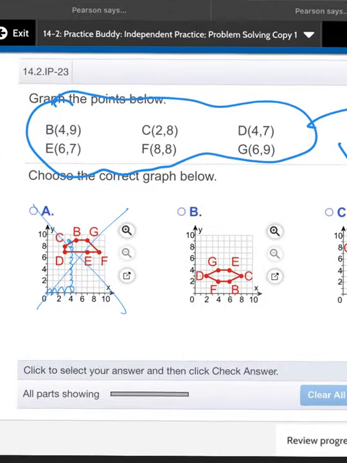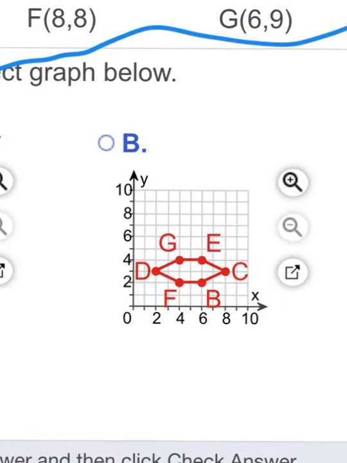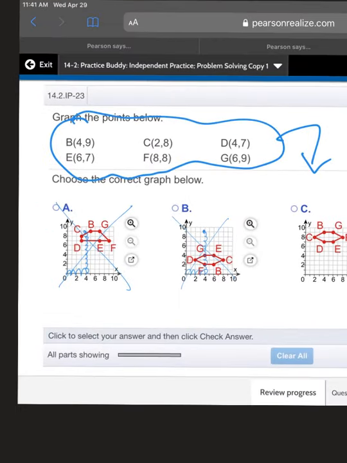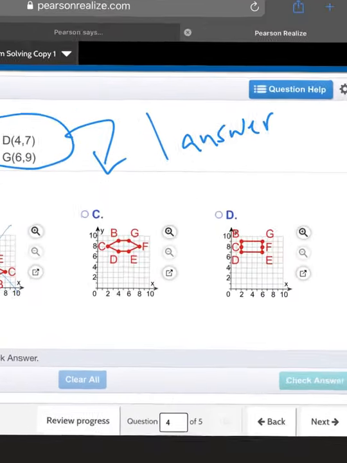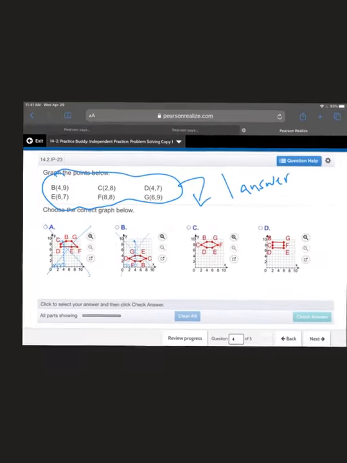And then do the next one. B is 4, 9. Well, 1, 2, 3, 4. 1, 2, 3, 4, 5, 6, 7, 8, 9. That's nowhere near where B is, so that's wrong. So I just eliminated 2 for you. Find out which ones work. It's between these two. Remember, there's only one answer.